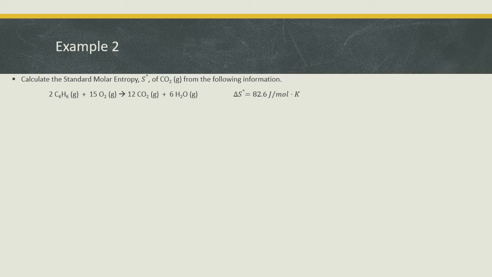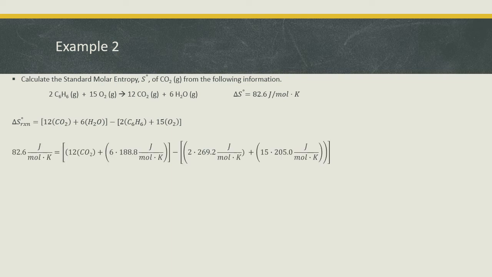So again, we want to set up our equation. We'd have our delta S equal to our products minus our reactants. So 12 carbon dioxide plus 6 water is our products, minus the 2 benzene plus 15 oxygen as our reactants. And then we want to replace our symbols with their values. So on the left side, we would have that 82.6. And then on the right side, we're going to leave our carbon dioxide. We aren't sure what that is yet.